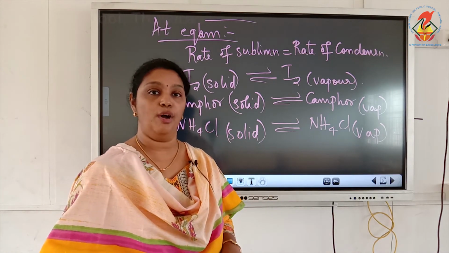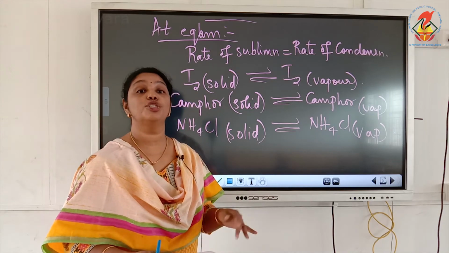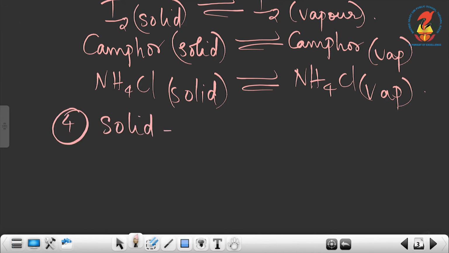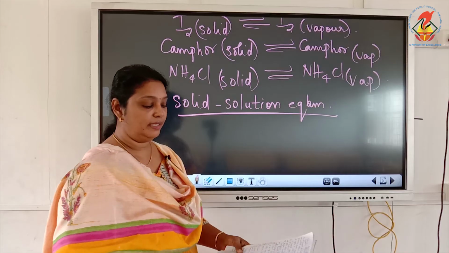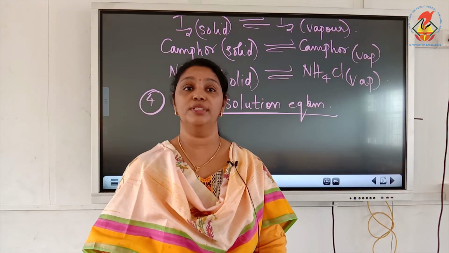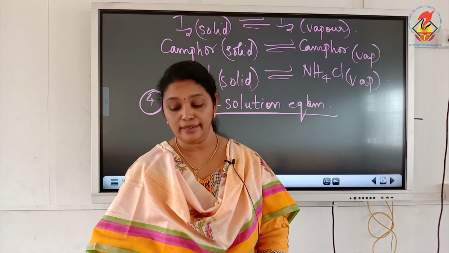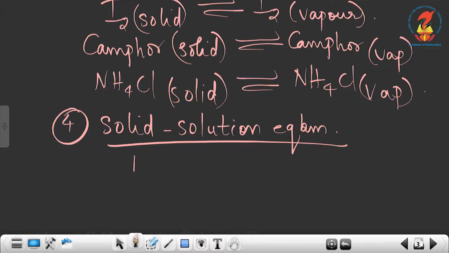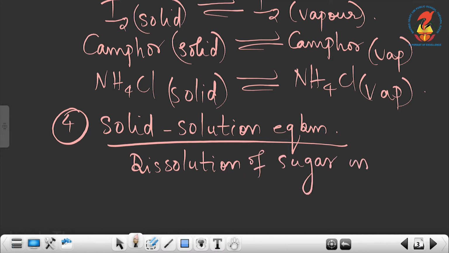Now, the 4th type of physical equilibrium is solid solution equilibrium. So, the 4th type is solid solution equilibrium. An example for this is dissolution of sugar in water.